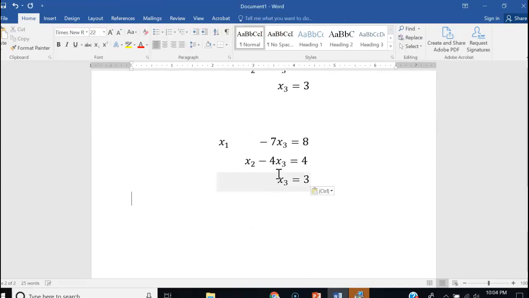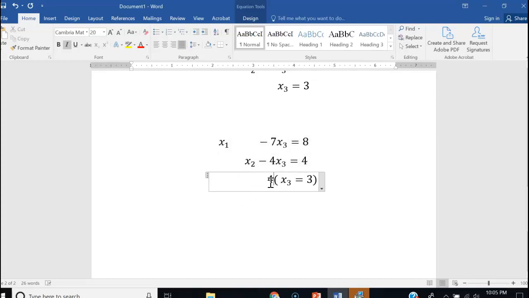All right. So what am I going to do? I'm going to take 4 times that third equation, add it to this second equation, and replace the second equation. And then I'm going to take 7 times the third equation, add it to the first equation, and replace the first equation.